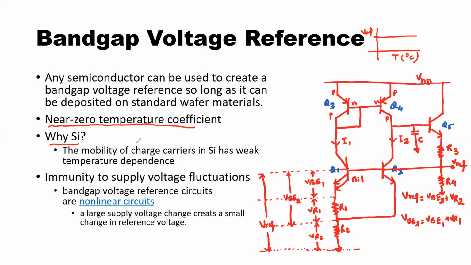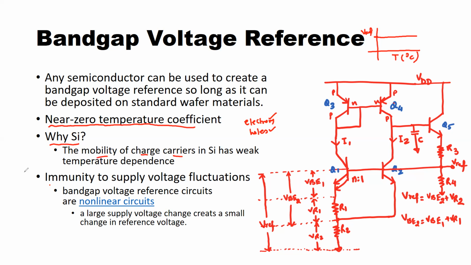Like I said, why silicon? The mobility of charge carriers in silicon. We know that the charge carriers are electrons and holes in a semiconductor, depending on whether it is N-type silicon or P-type silicon. They have weak temperature dependence. It means that with respect to temperature, the mobility of electrons or the mobility of holes in silicon is not affected much. That's why silicon is used to fabricate bandgap reference voltages and bandgap reference circuits.